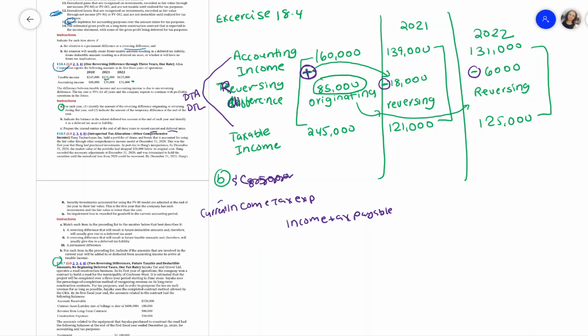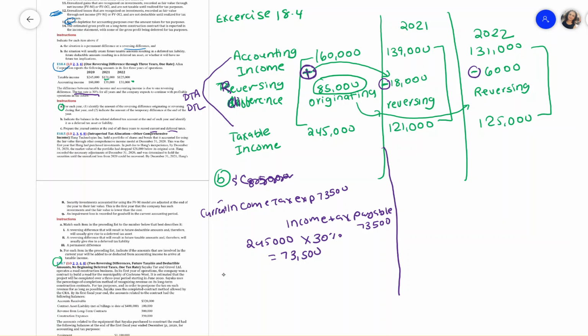In this case, our taxable income for the first year is 245,000, and you multiply by the tax rate. Did they tell us what the tax rate is in the question? Yes, they said the tax rate is 30%. So if I multiply by the 30%, I will get an amount. In this case, the amount will be 73,500. So I will debit my current income tax of 73,500 and credit my income tax payable for the same amount.